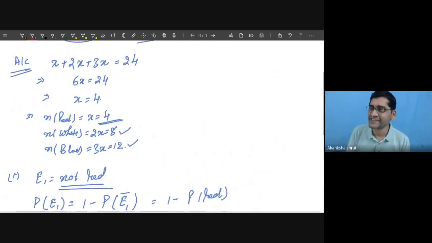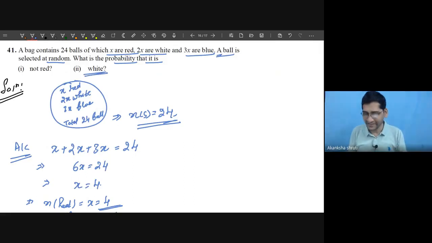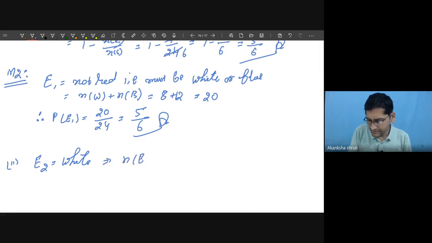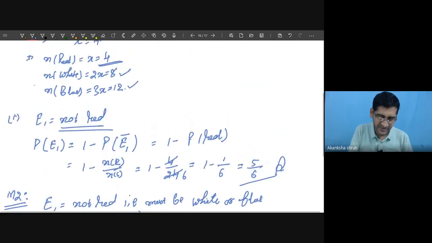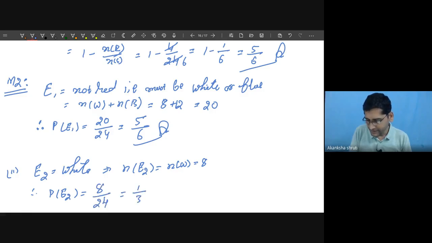So questions are very easy. You have to just apply the arithmetic and other concepts. This was the thing that we have to learn today. And white, very easy, already known to us. The second, E2, of the white ball. So NE2 that we have written is NW basically. The white ball here we have calculated as 8. So P(E2) is equal to 8 divided by total ball 24. 1 by 3 is the answer.